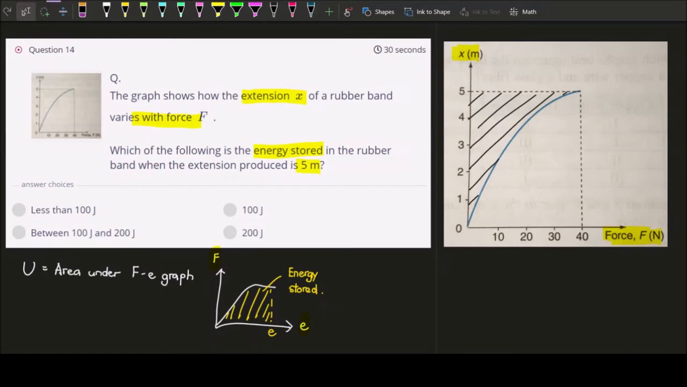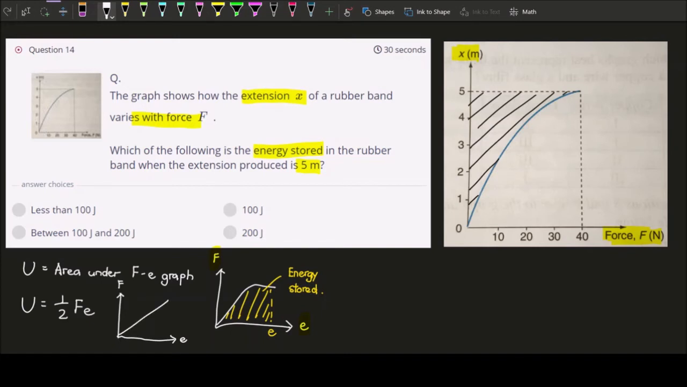So if you are being smart, you know that the only thing that you learn in your syllabus to calculate strain energy is this formula here: U equals half Fe. But the requirement for you to use this formula is that the force extension graph will have to be a linear graph.